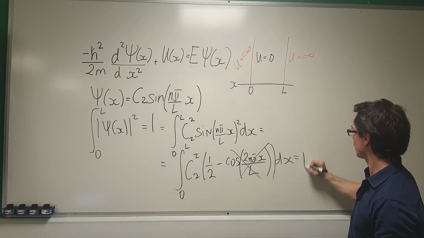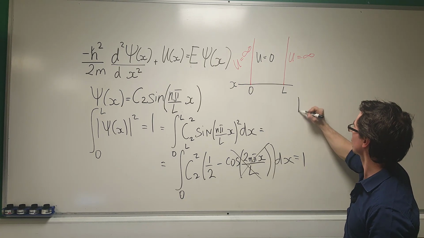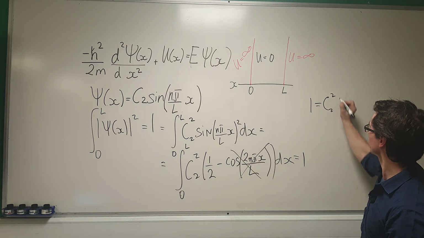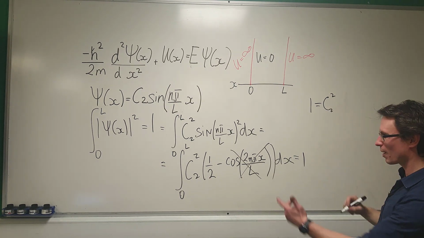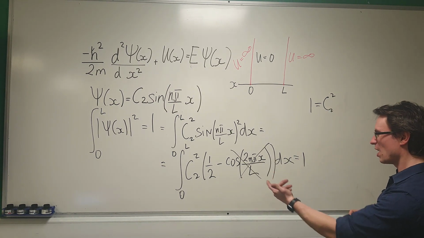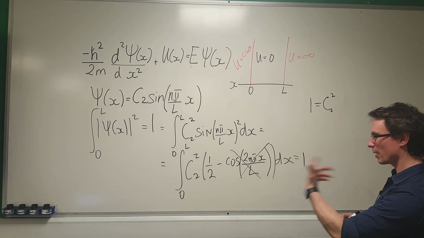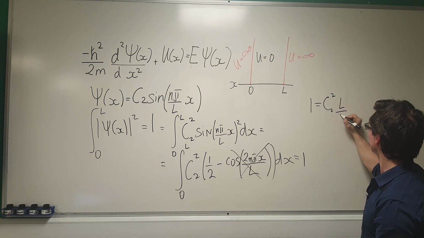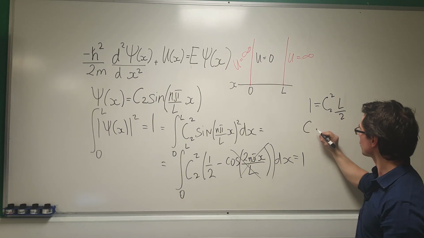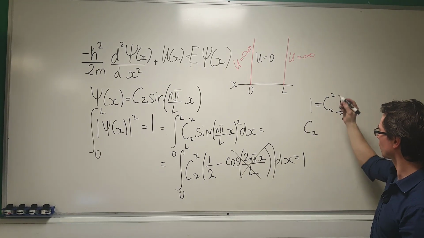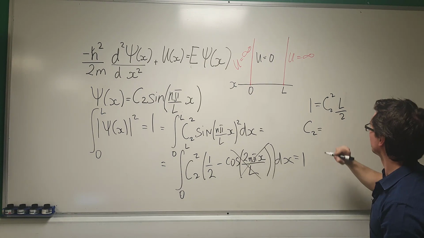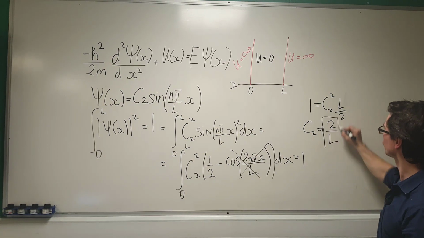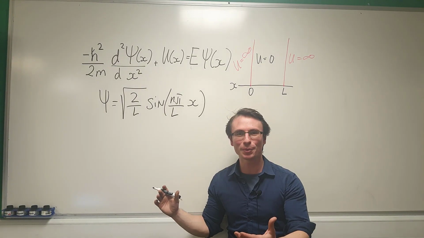Remember, this whole expression is equal to 1, so I can just rewrite this over here as 1 is just going to equal c2, my constant of integration, squared multiplied by the integral of a half with respect to x, which is just going to give me x over 2 between 0 and L, so it's just going to give me L over 2. Okay, so rearranging for my constant of integration, which I've called c2, this will just be equal to the square root of 2 over L.